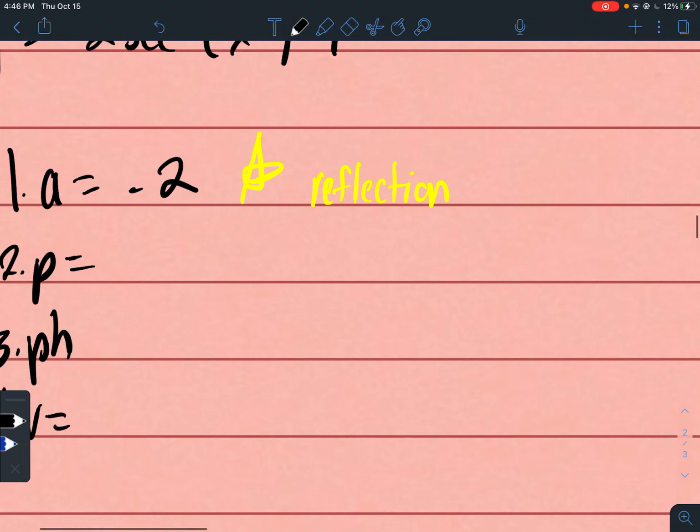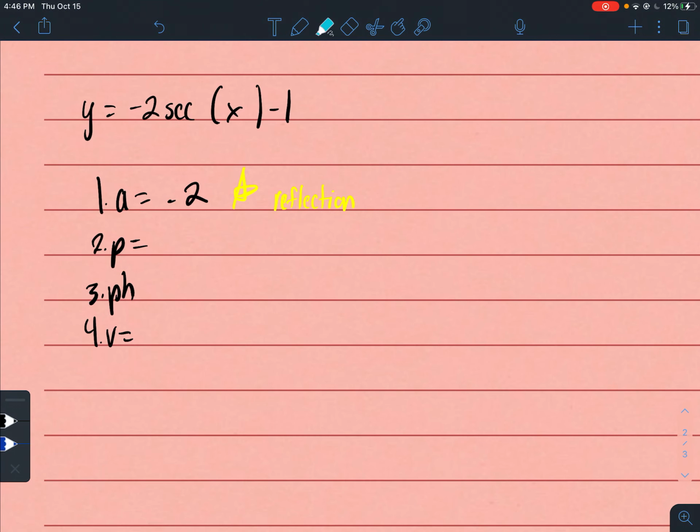The period equals, for these type of equations, 2 pi over b. So this would be a 1. 2 pi over 1, 2 pi. There's no phase shift. And the vertical shift is -1, so it's going to be down.